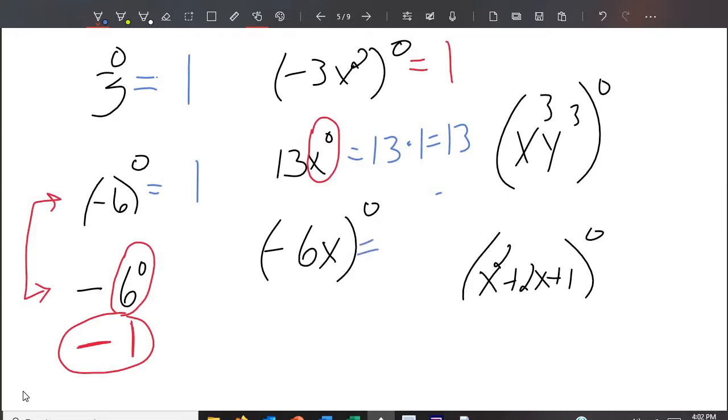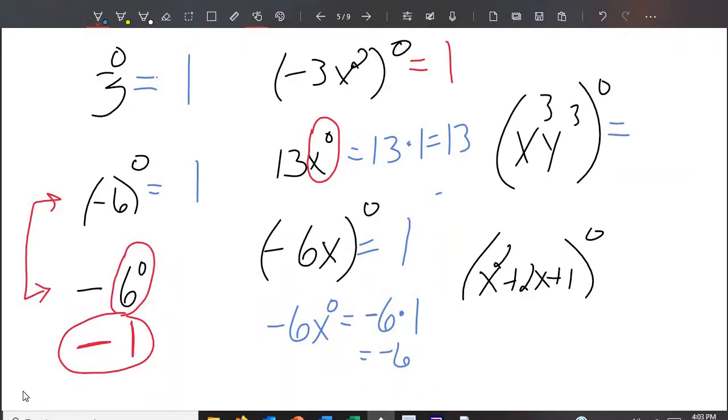Look at this one. Now, there's a negative 6 and an x, but it's all in the parentheses. And on the outside is a 0, so that would just be a 1. Now if I had this, that's different than what I just had with the negative 6 in parentheses. Here, just the x has the 0 exponent, so this would simplify to negative 6 times positive 1, which is negative 6. Gotta be careful with these 0 exponents.